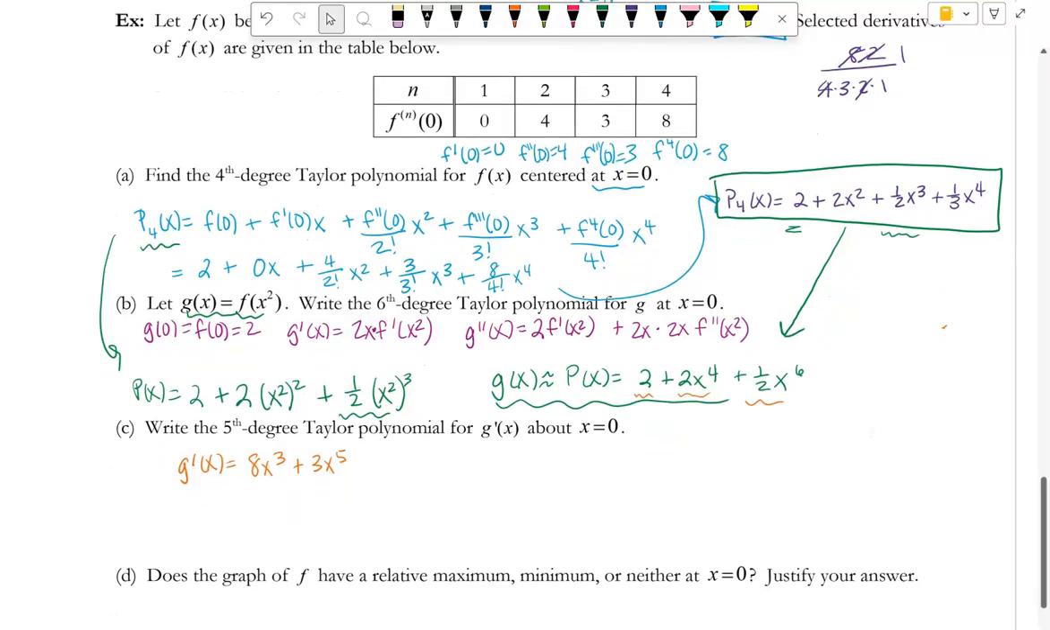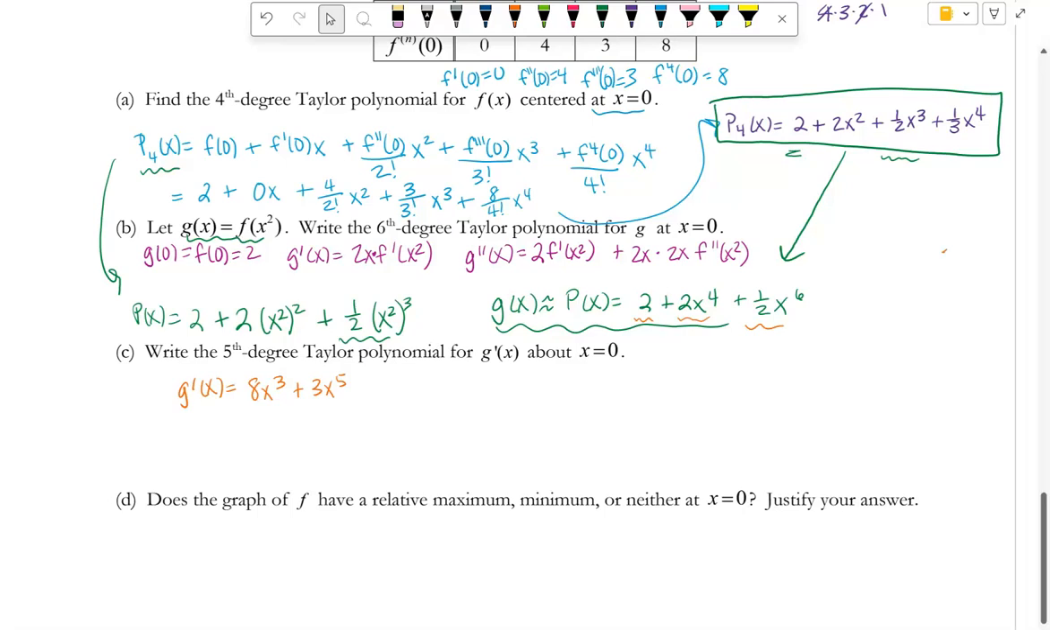Finally, when we get to part D, this is something they throw out there every once in a while. We are asked if the graph of f has a relative maximum, minimum, or neither at x equals 0. So I don't actually have a function for f. The polynomial approximates f, but I don't have a function for f. So I can't find critical values, and I can't use the first derivative test to determine if there's a maximum, minimum, or neither. So what I need to do is use the second derivative test.